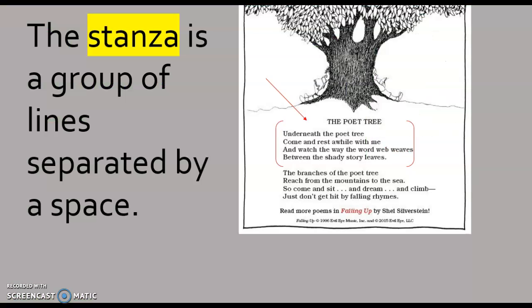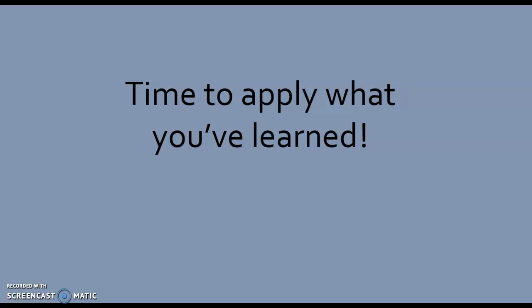The stanza is a group of lines separated by a space. So here we've got the example of the first stanza of The Poet Tree, and it's made up of 4 lines. Those 4 lines make up a stanza. So now it's time for you to apply what you've learned.